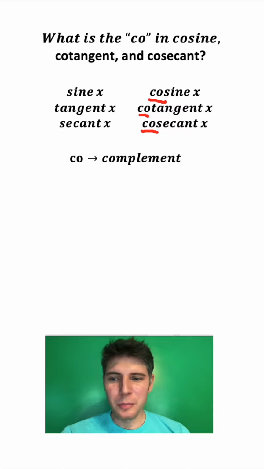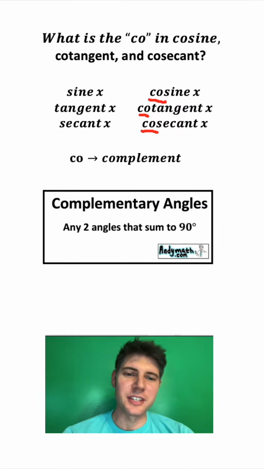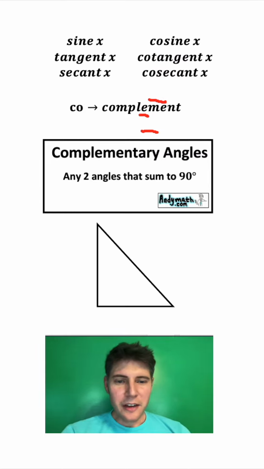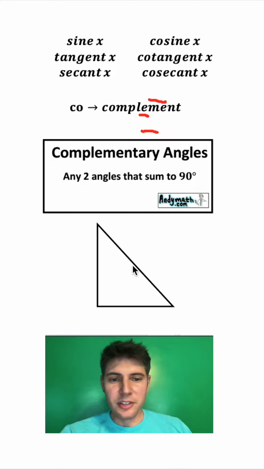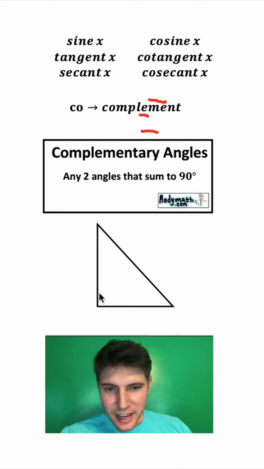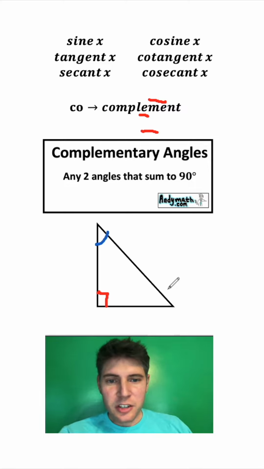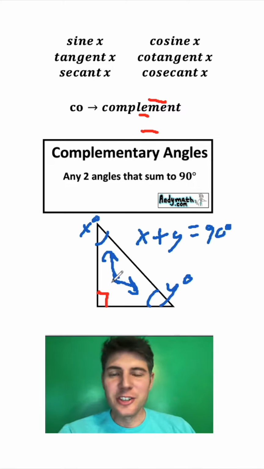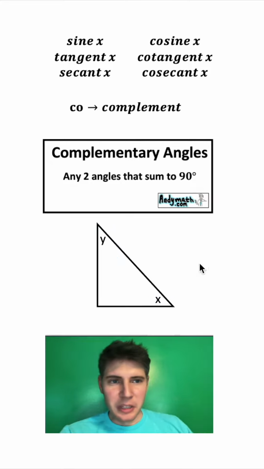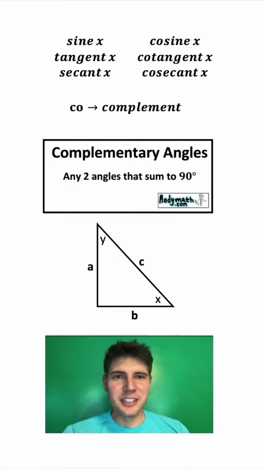Well, the co is short for complement. And if you remember, complementary angles are any two angles that sum to 90 degrees. So if we have a right triangle, in all triangles the sum of the interior angles is 180. And since it's a right triangle, that means this one's 90 degrees. That means these remaining two have to add up to 90. So these two angles are complementary angles. We'll label the angles X and Y. Let's label the sides A, B, and C.